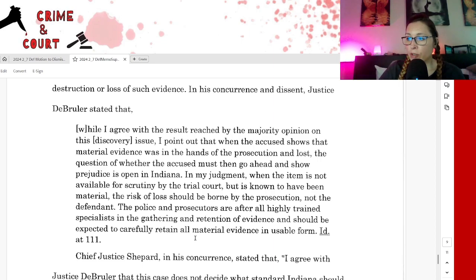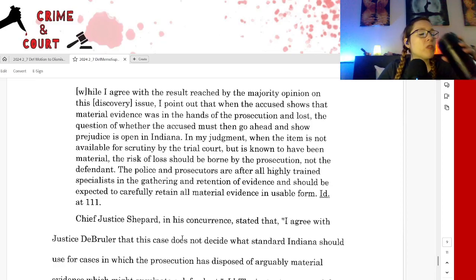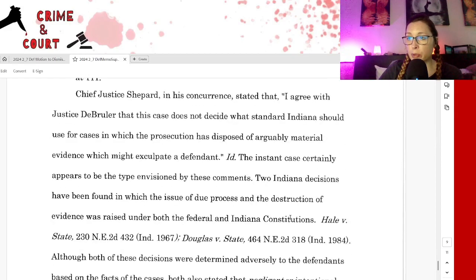The police and prosecutors are, after all, highly trained specialists in the gathering and retention of evidence and should be expected to carefully retain all material evidence in usable form. So the fact that they didn't is in and of itself just flat out negligent. They should know how to keep copies of recordings of interviews, especially for suspects of a very brutal crime.